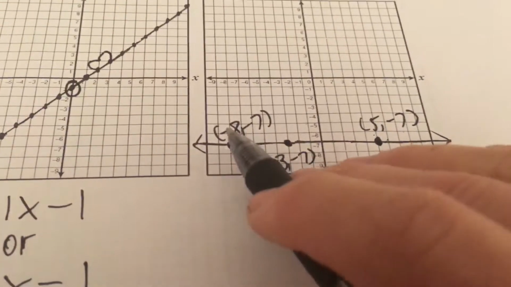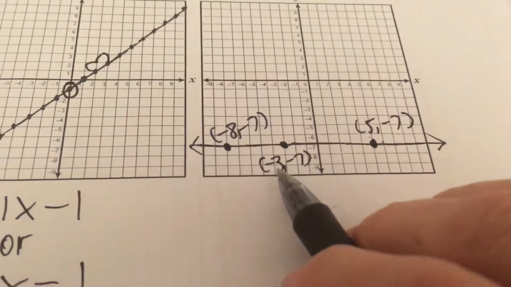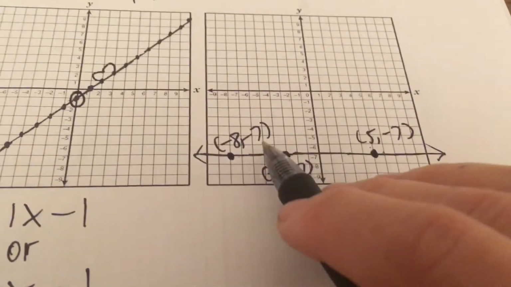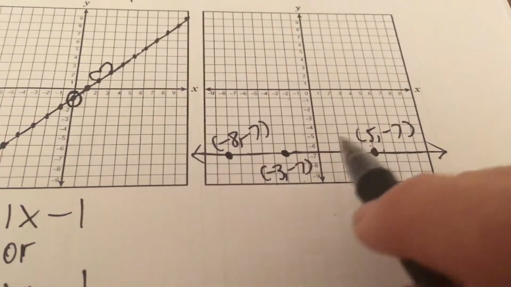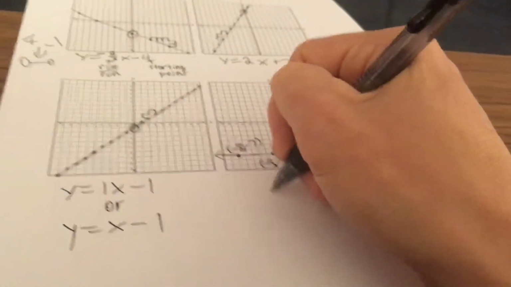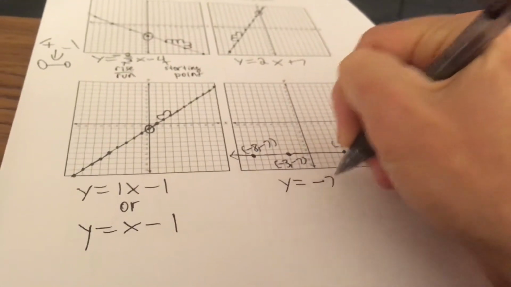Here x equals negative 8, and x equals negative 3, and x equals 5, so I think it's y that always equals negative 7. So the equation is y equals negative 7. That's the equation of that line.